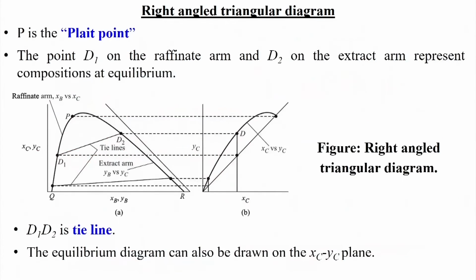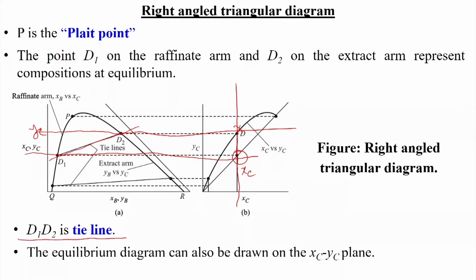Here also, P is the plait point, and point D1 on the raffinate arm and D2 on the extract arm represent the compositions at equilibrium. From D1 we get the xc value, and when we extend from there, we get the yc value, where it touches this line. So, D1 D2 is the tie line.